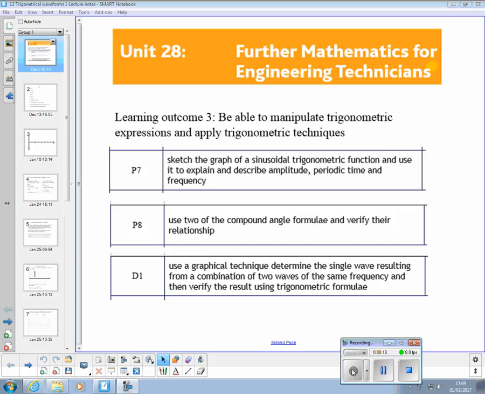So P7, 2 P's and a distinction in this assignment. Sketch a graph of a sinusoidal trigonometric function and use it to explain and describe amplitude, periodic time and frequency, which you will probably have done in a slightly different form in electrical principles last year anyway. Okay.